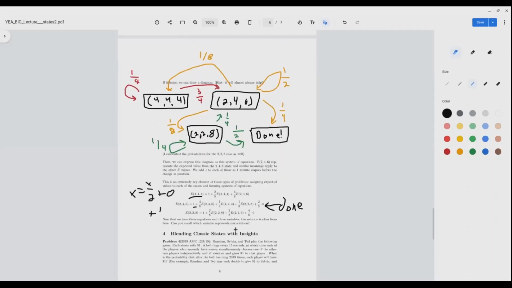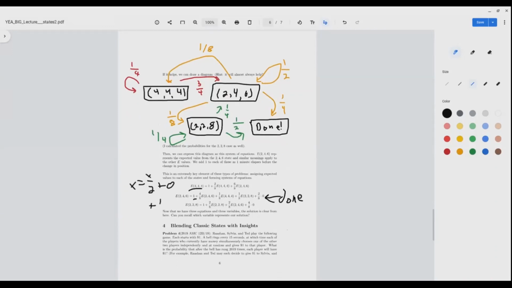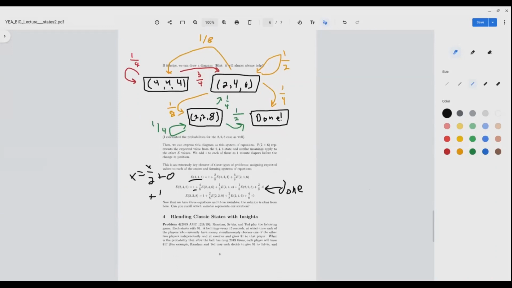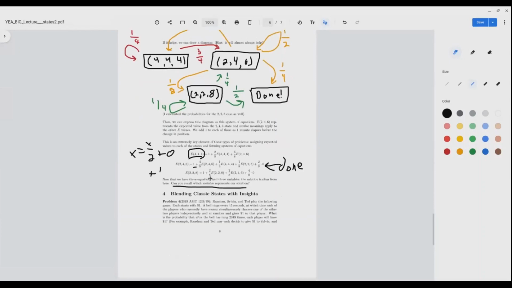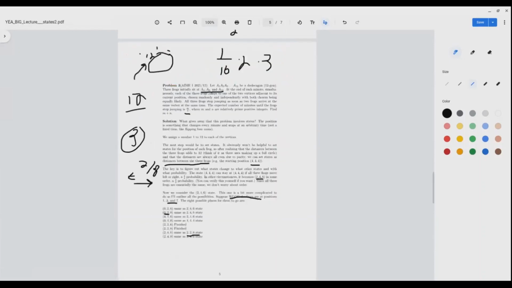x equals 2. Once we have our 3 equations here, the solution is clear. By clear, I mean you have to solve a system of 3 equations, which I'm not going to do because I'm lazy and I don't have that much time. Then we should know which variable represents our solution. It is E444, since the frogs start in a 4, 4, 4 position for problems 8 and 12.